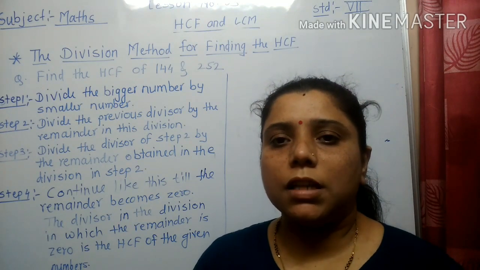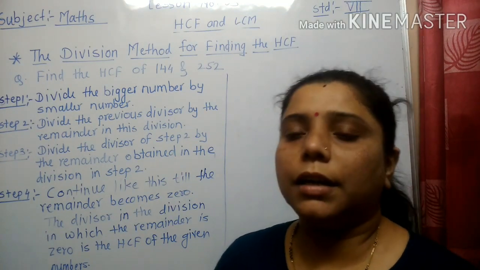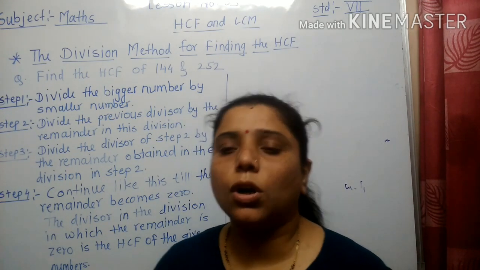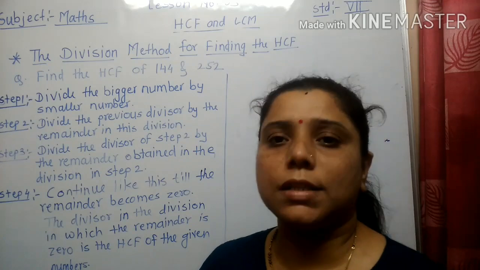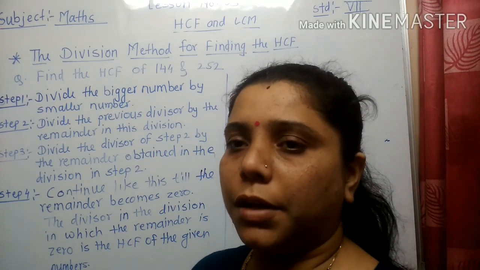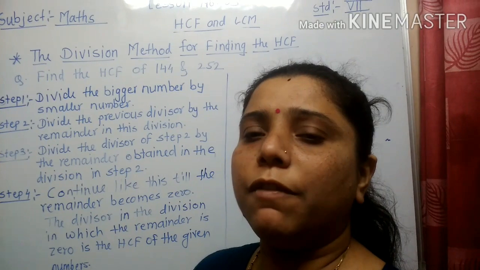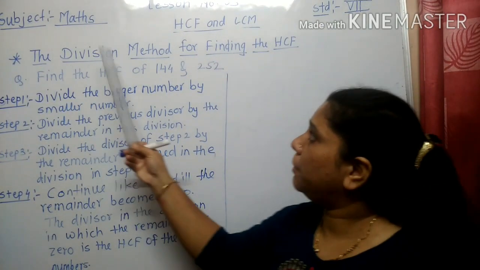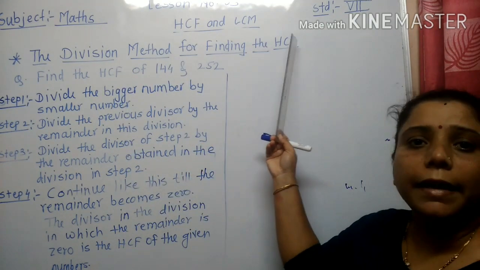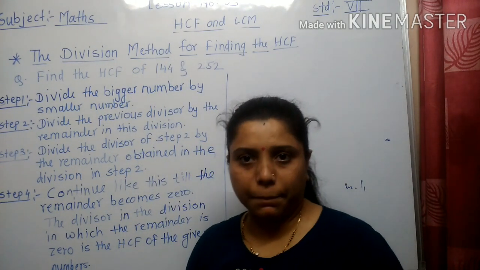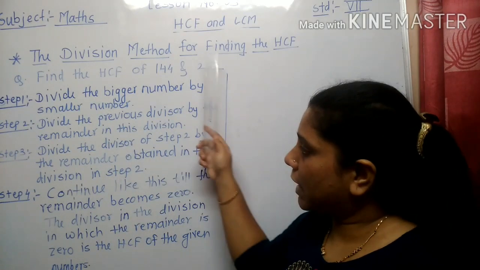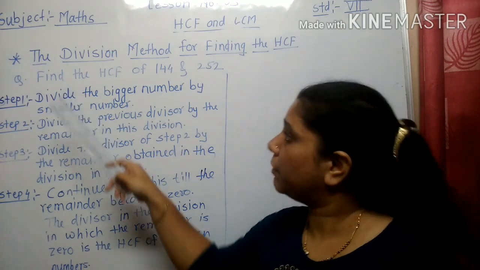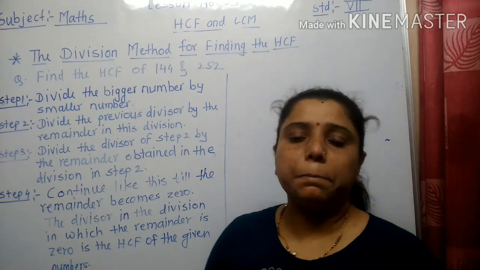Student, in the previous video, you saw how to find the HCF of two consecutive odd numbers and two consecutive even numbers. Now in this video, we will learn more about the division method for finding the HCF. With the help of an example and the given steps, we will discuss the division method.